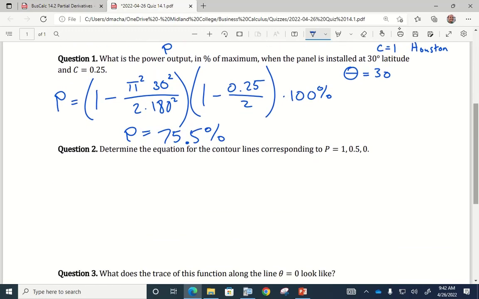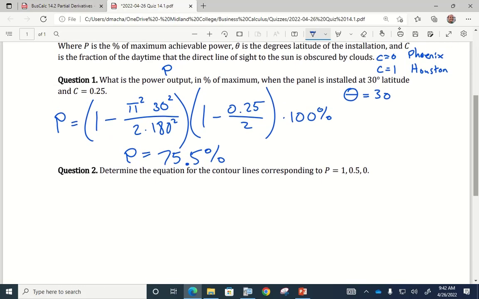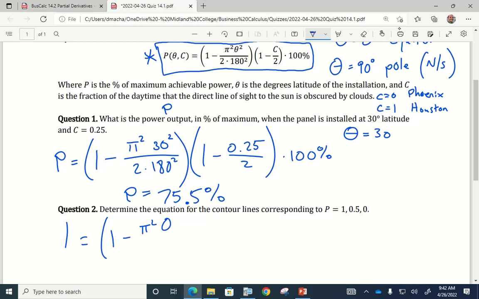Okay, question 2 says, determine the equation for the contour lines corresponding to P equal to 1. Well, if P is equal to 1, I'm just going to rewrite this formula up here, but then replace P with 1. So I'll say 1 is equal to 1 minus pi squared theta squared over 2 times 180 squared times 1 minus C over 2 times 100%.